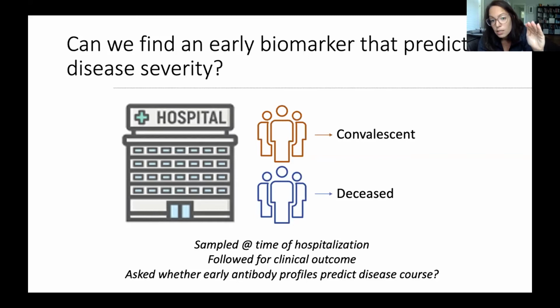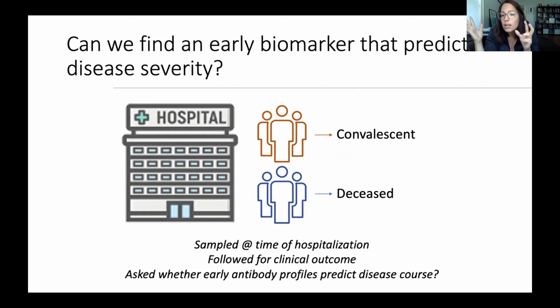And what she did is essentially to capture plasma samples from the individuals at the time of hospitalization. These are the samples she sent to us to profile. All the individuals were caught between 5 and 10 days following infection. And what we did essentially is to take those antibodies and profile them. And after we profiled them, we linked them to disease outcome data.